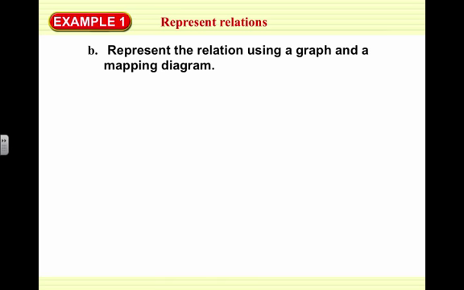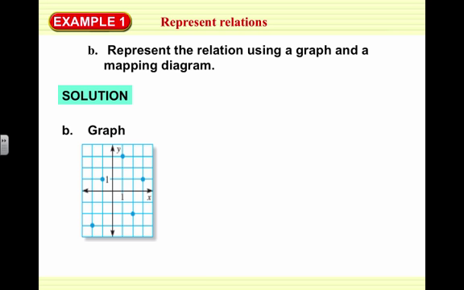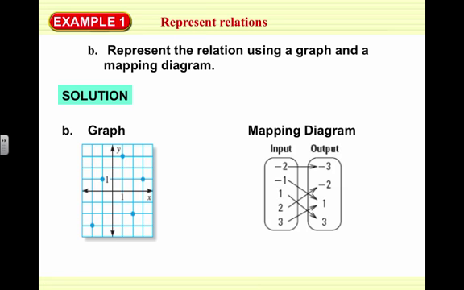We're going to represent the relation using a graph and a mapping diagram. So for a graph, you just plot each point, and y'all know how to do that. So here's the point (1, 3), and the point (3, 1), and then (-1, 1), and so on. You just plot the different points. And then finally, to do the mapping diagram, you list all of your inputs, and then you show how each input maps onto the different outputs.